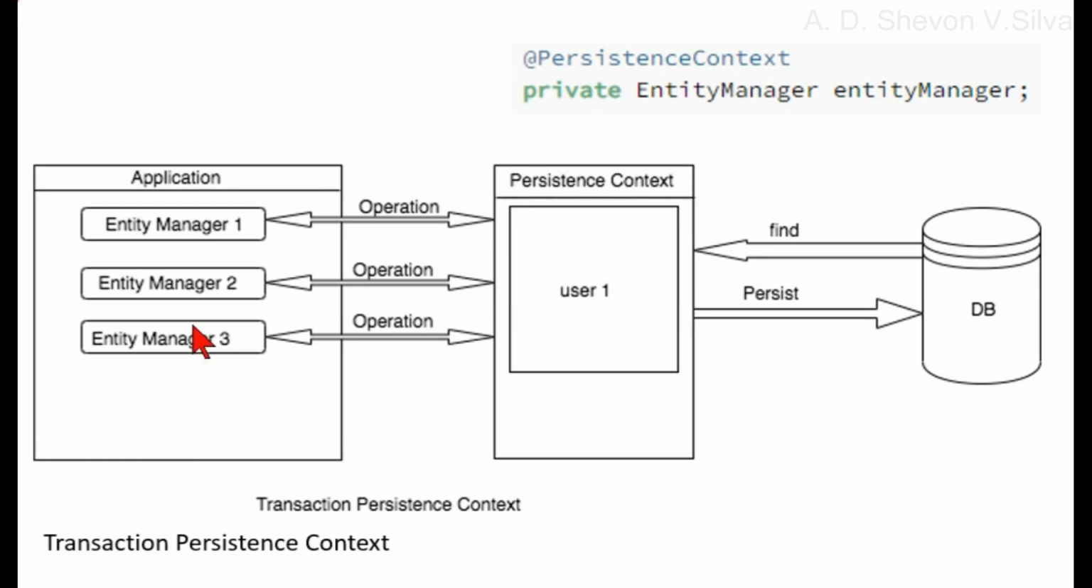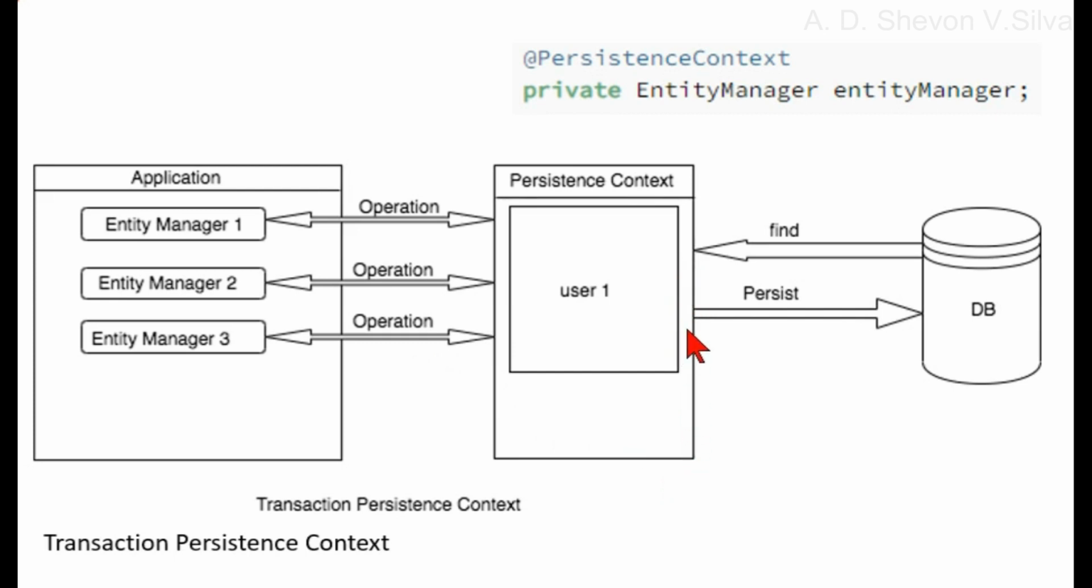Here you can see entity manager 1, entity manager 2, entity manager 3 are inside the application. Entity manager 1 interacts with the persistence context via an operation. Entity manager 2 interacts with the persistent context via an operation. Entity manager 3 interacts with the persistent context via an operation. User 1 is inside the persistent context here.